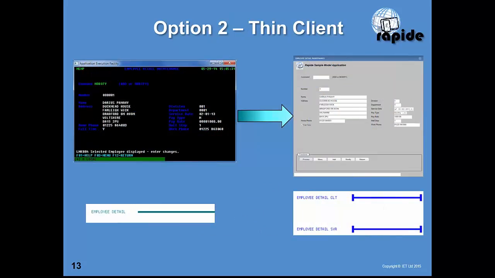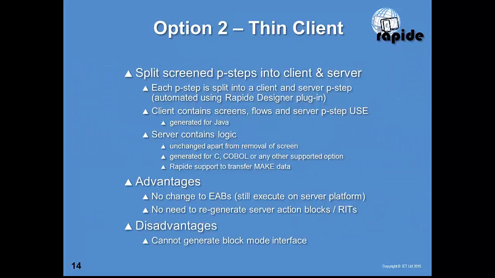The alternative is to split the procedure step into two, one half called the client and the other half called the server. So the user interface remains the same, but the 3270 procedure step is split into a client and a server.